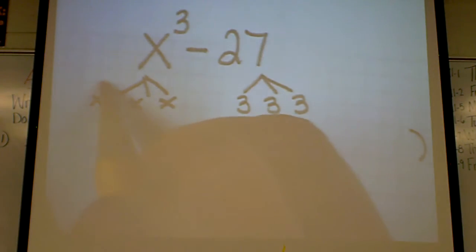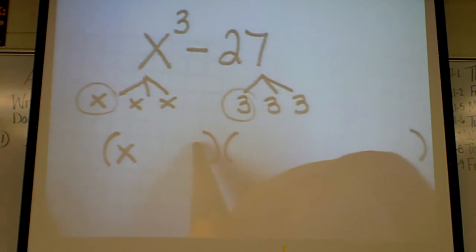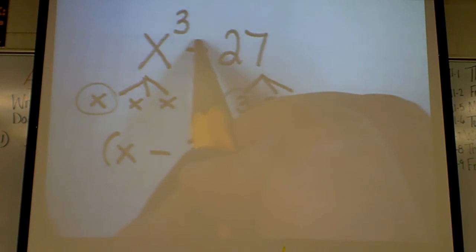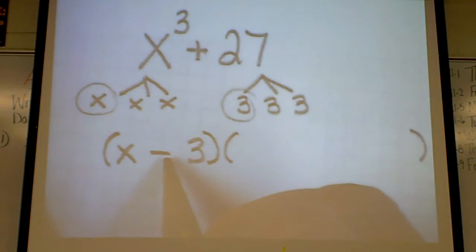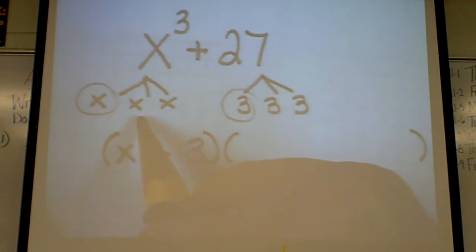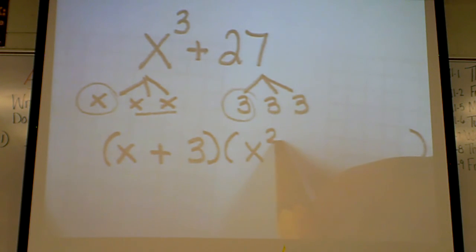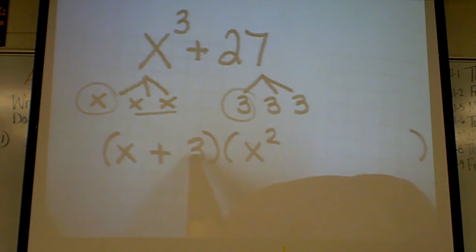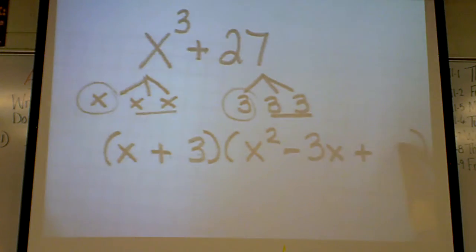You take one of each of these, and whatever this is, it's going to go here. Because I could put a plus sign here, and it would look like that. Then you take these two and multiply them, and change whatever sign this is to the opposite. So this is going to be minus 3x. This one's always a plus sign, and you multiply these two together.